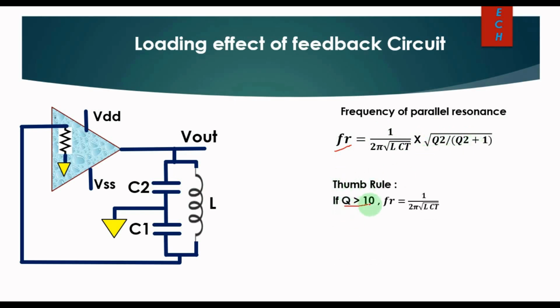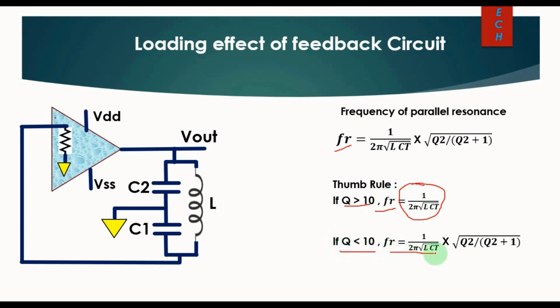If the quality factor is greater than 10, that means your oscillation frequency Fr equals 1 divided by 2 pi square root of L into Ct. So there is no distortion in the oscillation frequency. And if your quality factor is less than 10, your oscillation frequency reduces with this quality factor. Okay, right? So to avoid this problem, we can use another buffer circuit or a very high impedance circuit here. This will rectify the problem of loading.